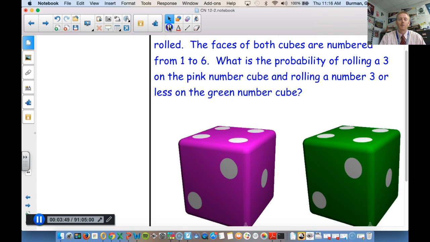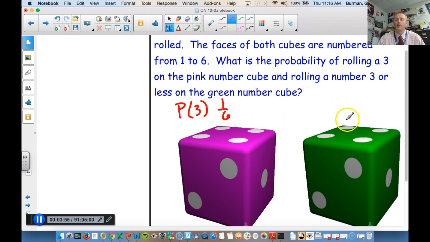Well, the probability of rolling a 3 would be 1 out of the 6 sides. And on the green one, the probability of rolling a 3 or less: out of all the choices 3, 4, 5, or 6, the numbers 3, 2, and 1 are possible. So that's 3 out of 6.